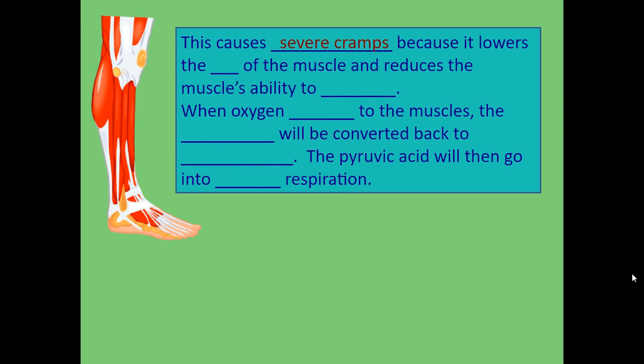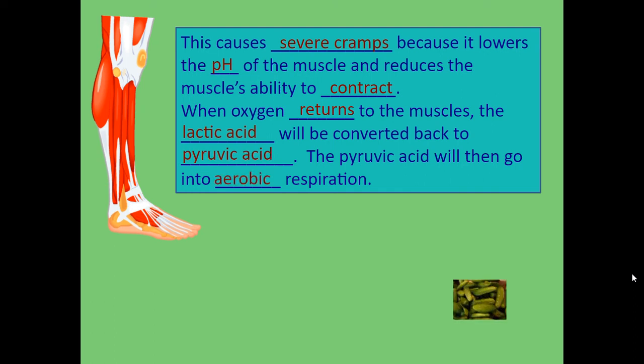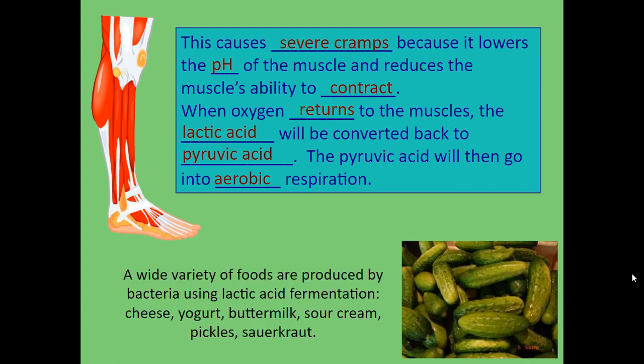The lactic acid that builds up in your muscles tends to cause severe cramps, because it lowers the pH of your muscle and reduces its ability to contract. When oxygen returns, lactic acid gets converted back to pyruvic acid, and aerobic respiration will happen all over again. When lactic acid fermentation happens in bacteria, we can use those effects to make a lot of the foods we know today. Things like cheeses, yogurt, buttermilk, sour cream, pickles, or even sauerkraut are all made due to lactic acid fermentation in bacteria.